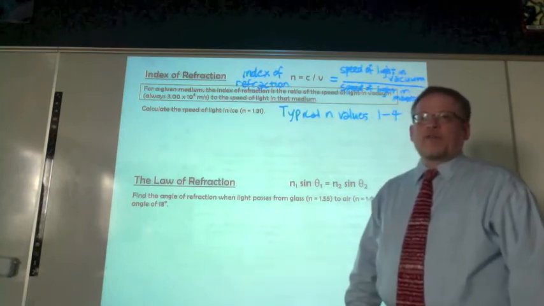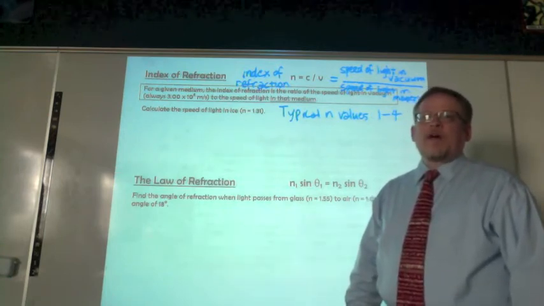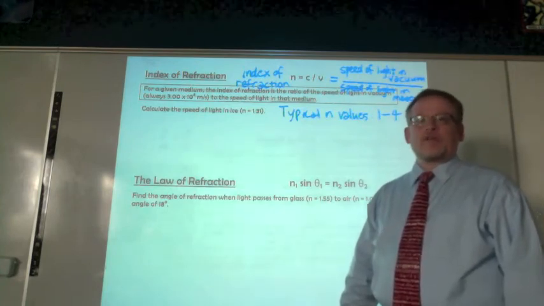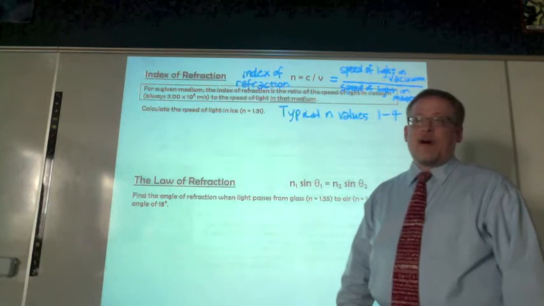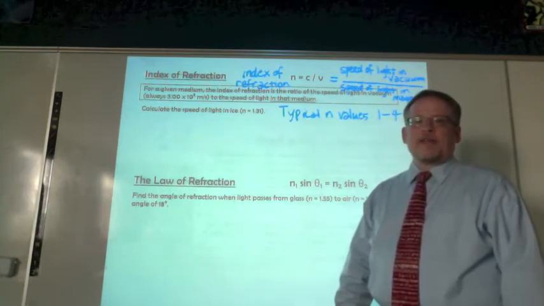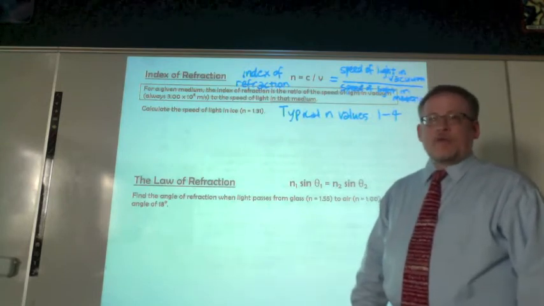This means that something like diamond, where the index of refraction is 2.42, will really slow down light a lot more than air does, which has an index of refraction very close to 1. And that means that light is almost traveling as fast in air as it does in vacuum.